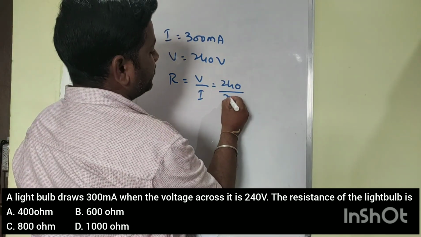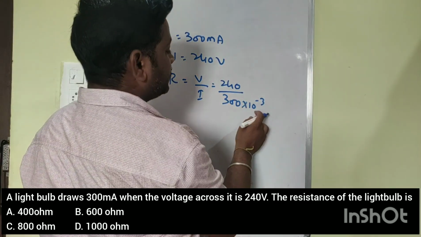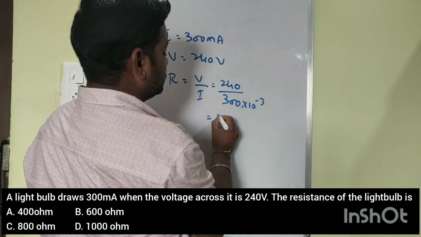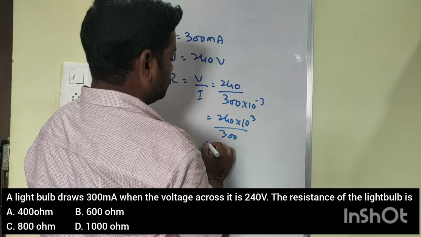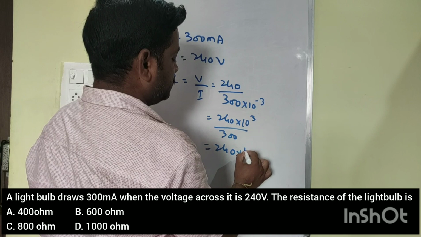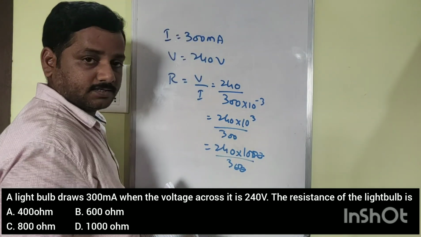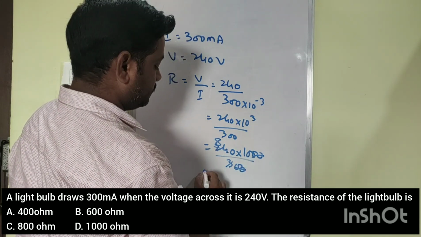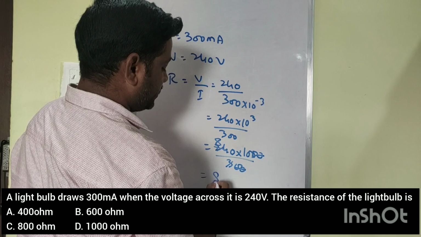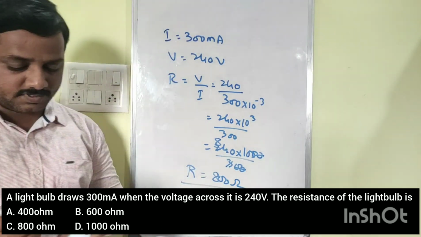Voltage value divided by 300 into 10 to the power of minus 3, as it is a milli. If I take it to the numerator, this can be written as 240 into 10 to the power of 3 by 300, which can be rewritten as 240 into 1000 by 300. So the zeros get cancelled. Now 3 1s are 3, 8s are 24, and 0, 0 we have. So this is 80 into 10, 800. So the resistance will be 800 ohms. The simple calculation.